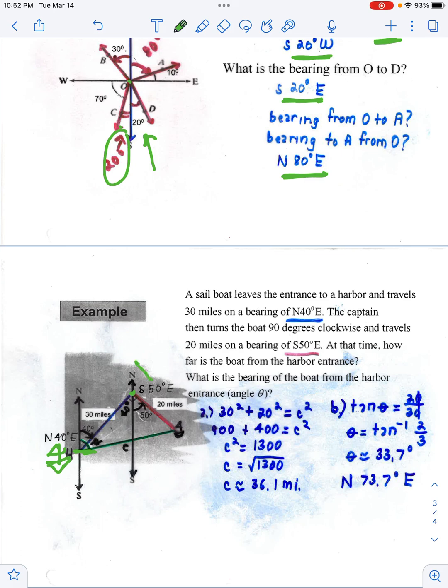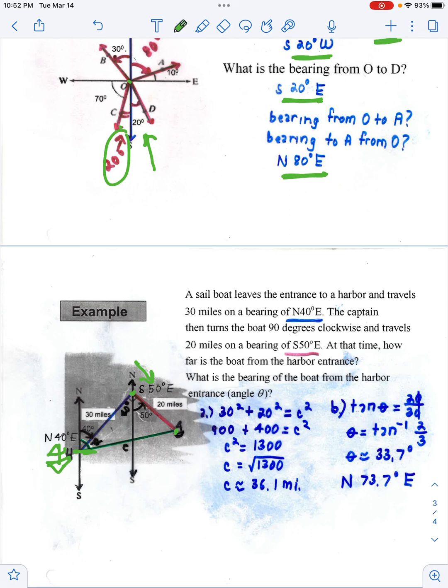So now I'm going this direction. Southeast means down and to the right. I know 20 miles has to be shorter than 30 miles when I draw my diagram, so I guesstimate. I don't need a ruler and a compass and protractor. I just guesstimate. It's a sketch. So 20 miles is going to be shorter than my 30 miles in blue. And I stopped here, and you can see my boat.